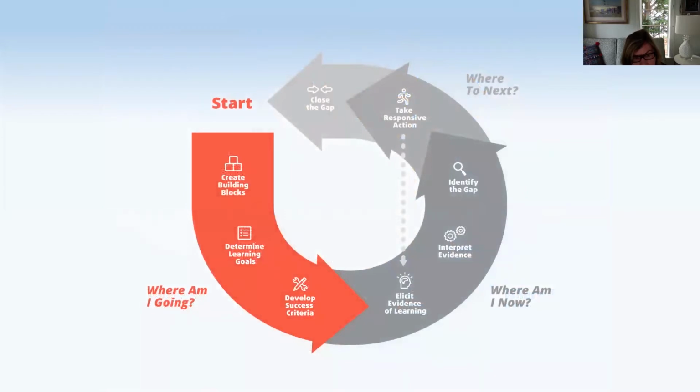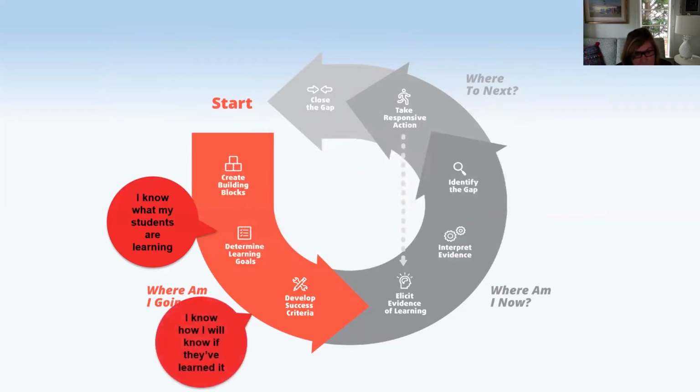So if we look at the first question, where am I going? We can see that from building blocks, those are the incremental steps from one standard to another standard, we can determine the learning goals for the lesson. What are the students going to learn? So the question there is, what are they going to learn and how will they know if they've learned it? How will I as a teacher know? And then the success criteria are those indicators of performance. How will I know and how will the students know if they've learned what I wanted them to learn?